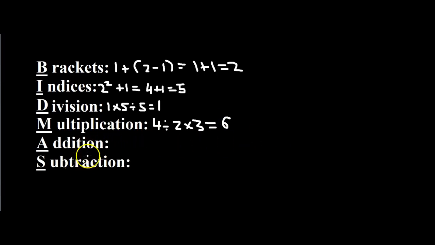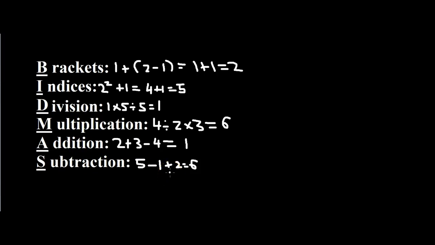And again, addition and subtraction have the same priority. Therefore, you just go from left to right. So 2 plus 3 take away 4. That's just going to be 2 add 3, which is 5, take away 4, which equals 1. And subtraction, 5 take away 1 plus 2. That's just going to equal 5 take away 1, which is 4, plus 2, which equals 6. You just go from left to right. So remember, division and multiplication have the same priority, and addition and subtraction have the same priority. So you can just go from left to right.